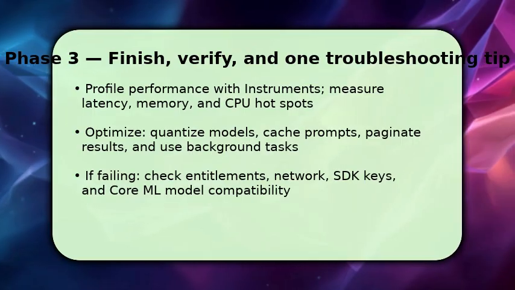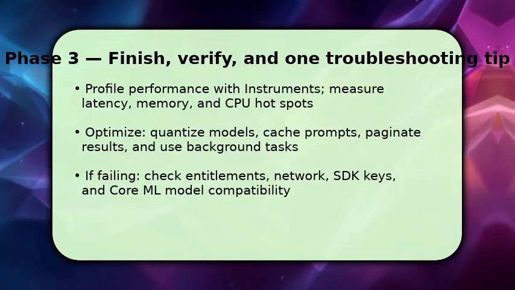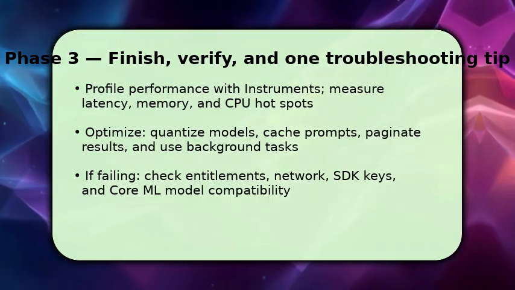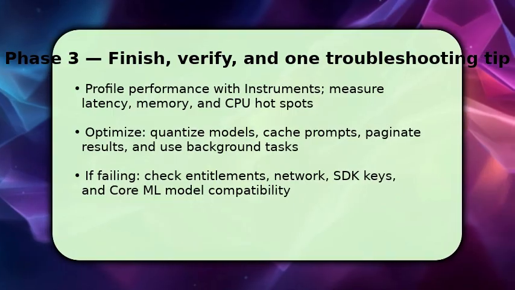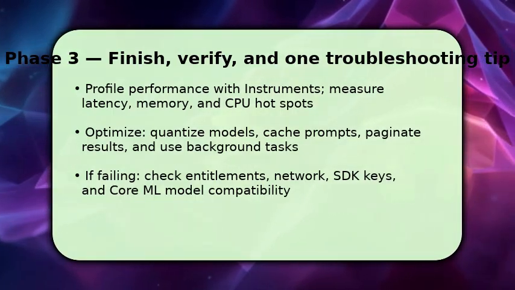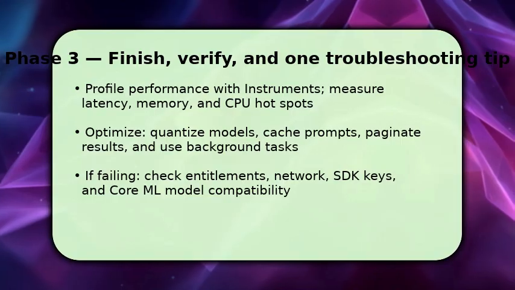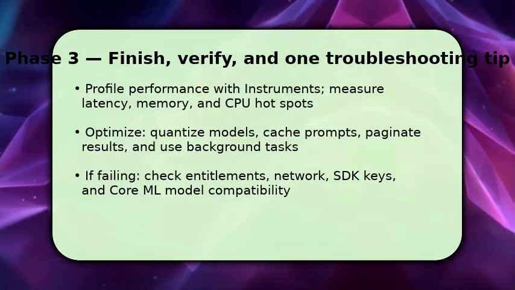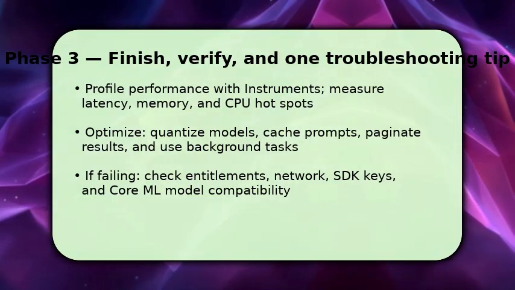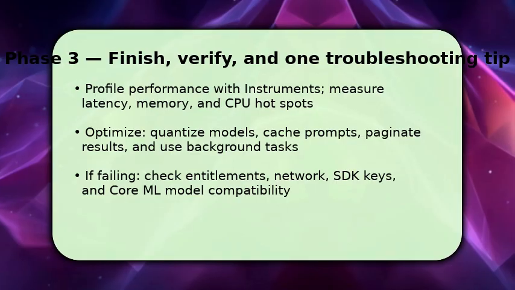Once done, optimize by quantizing models, caching frequent prompts, paginating outputs, and offloading work to background tasks to keep UI smooth. Finally, validate packaging and entitlements before release. If something goes wrong, check network access, API keys, SDK version mismatches, and Core ML conversion compatibility. Those are the common culprits and typically fix build or runtime failures quickly.